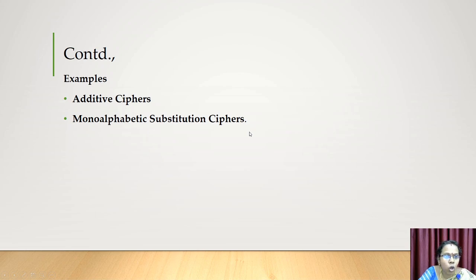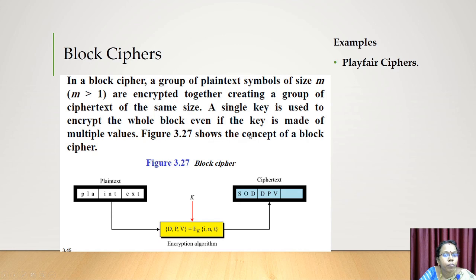In the case of block ciphers, a single key is used to encrypt the whole block, and the block is considered as a grouping of characters. So here we consider the plain text as more than one character, and we apply a single key for the encryption and decryption process. The best popular example of block cipher is the Playfair cipher.